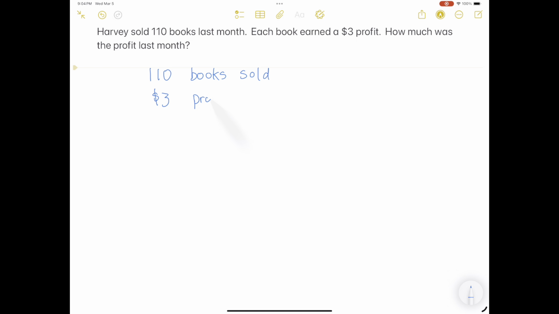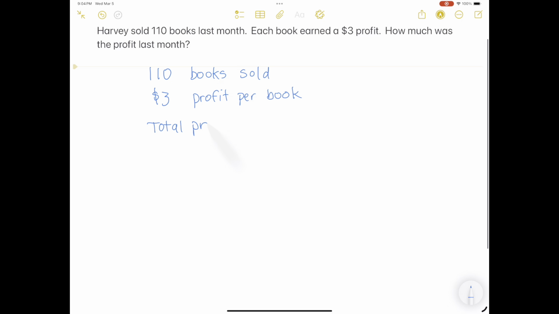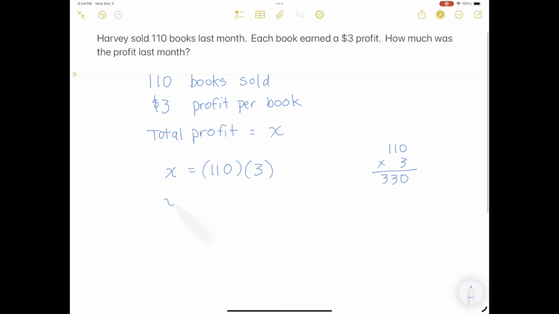I write that down as a $3 profit per book, and the total profit equals X. So X would equal 110 books sold times $3 profit per book. So 110 times 3. I do that equation on the side. 110 times 3 equals 330. So X equals $330 profit. And box my answer.